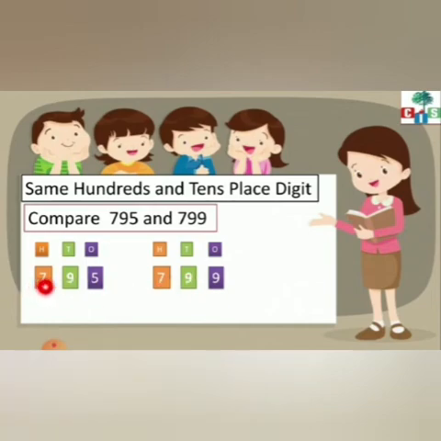In hundreds, here 7, here also 7. At tens, here 9 and here also 9. So now I'll move to the ones. Here it is 5 and here in the ones column it is 9. So which number is bigger? 9. So your answer is 799 is greater than 795. Now let's move to the next slide.